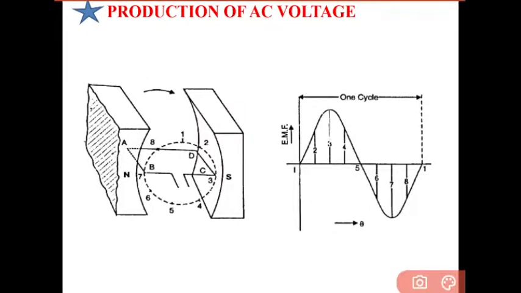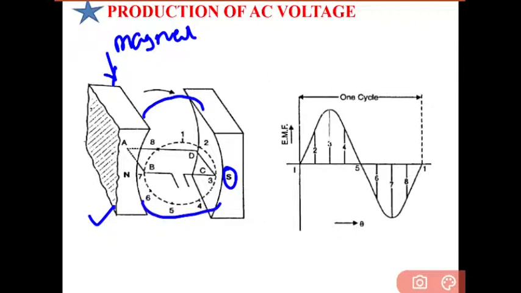For production of AC voltage, you can see there are two permanent magnets. If we consider one to be an N pole and the other an S pole, this is nothing but a magnet. Due to this magnet, there is a magnetic field around it. Whenever you place a conductor in the magnetic field, an EMF is induced in it.